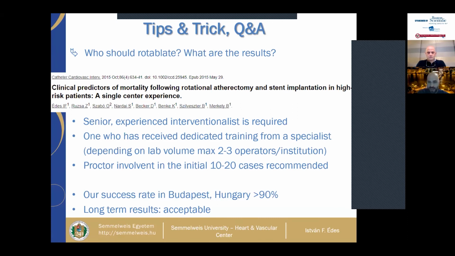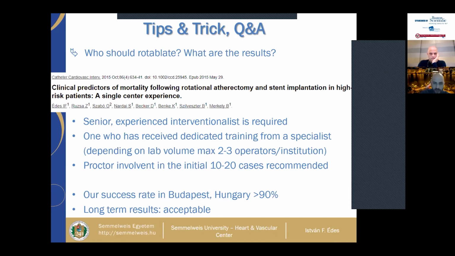You have to be handy with rotablation. You need experience, and the only way to gain experience is to do cases. That means that with the, I'd say, maximum 4 to 5% of rotational atherectomy that is currently needed. Of course, this number can be debated. Like I said, a maximum of 2 or 3 operators per institution is enough.